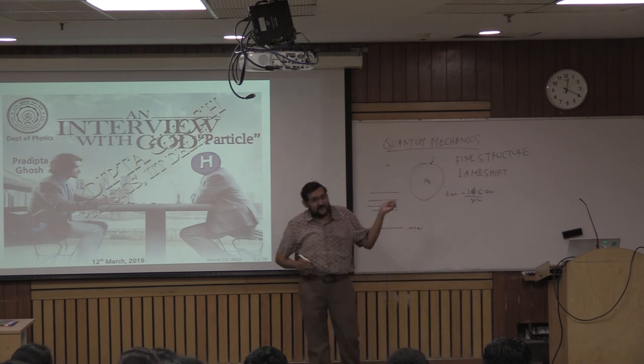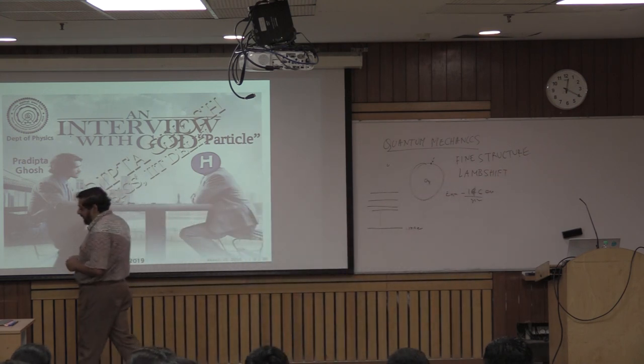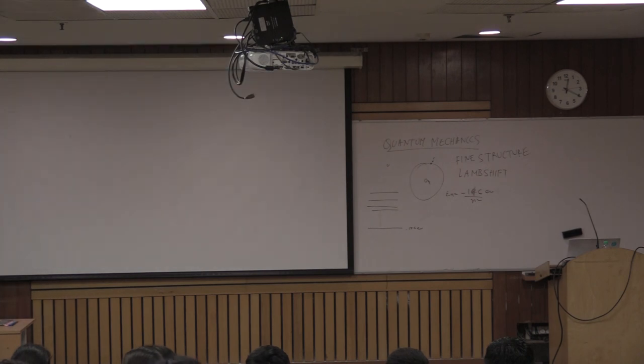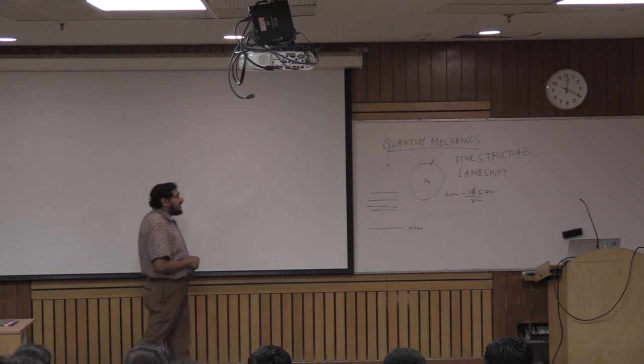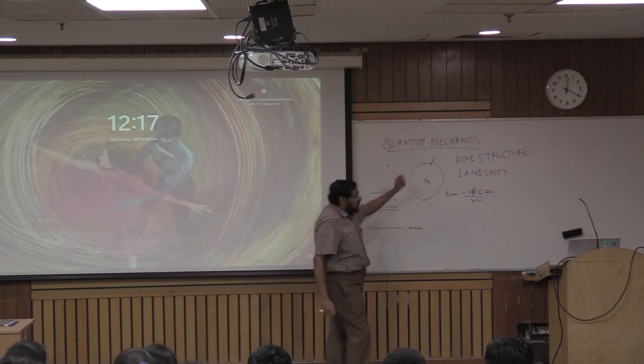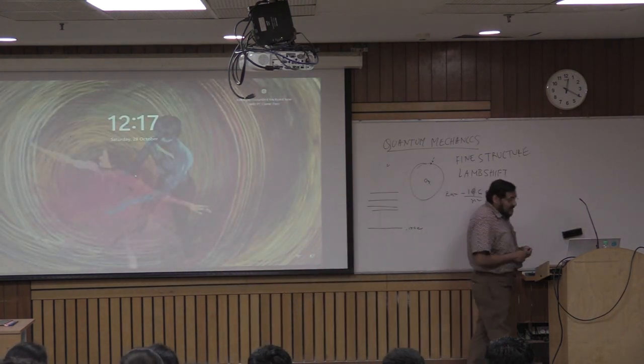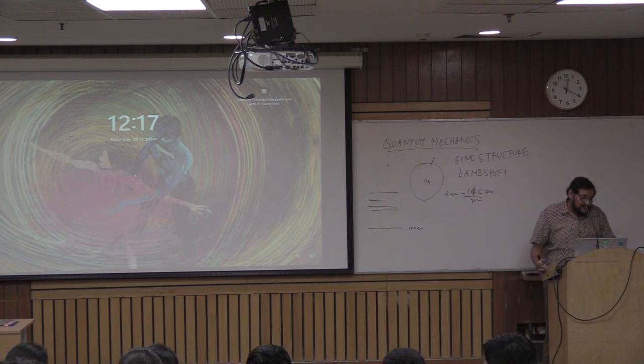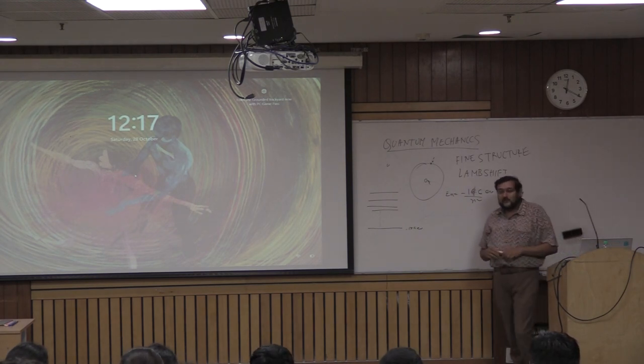The Lamb shift cannot be explained by that, even by the relativistic quantum mechanics. Also, there is one more problem with quantum mechanics: it is essentially a one-particle system. Now it turns out that if you really want to solve a many-particle system, you need to move beyond the quantum mechanics.